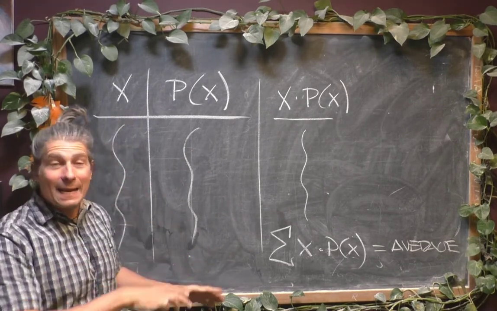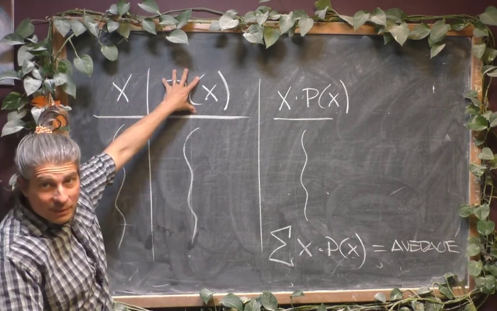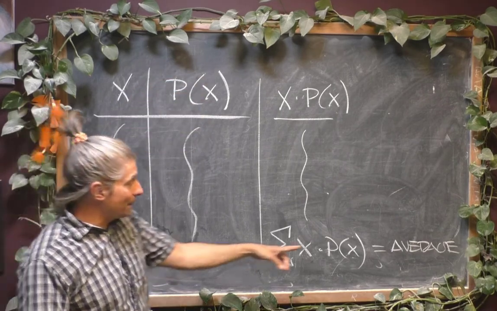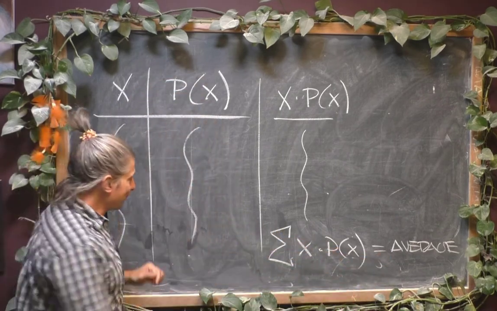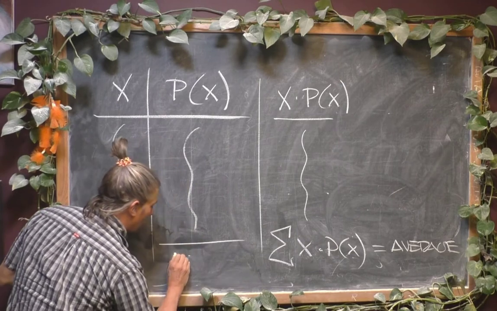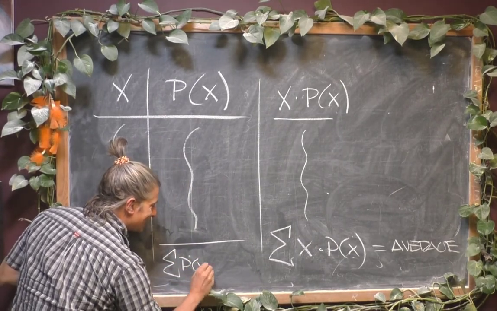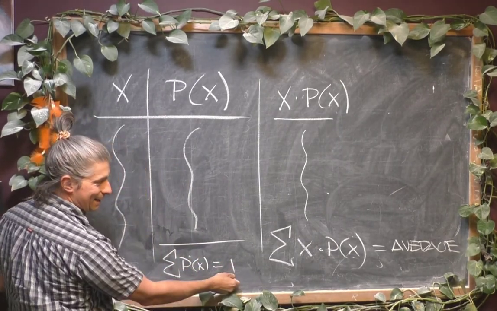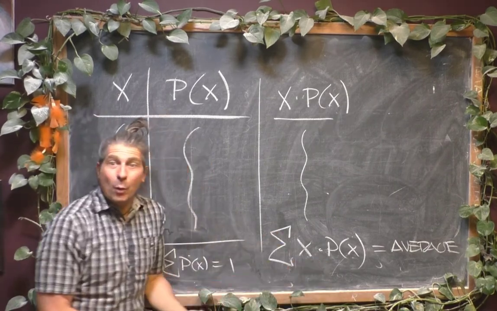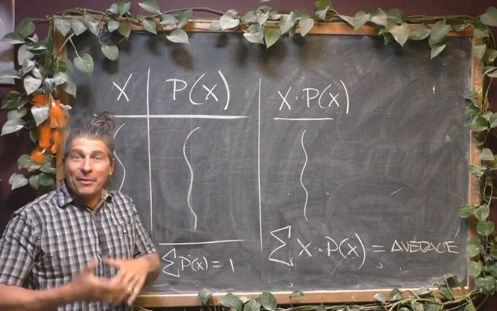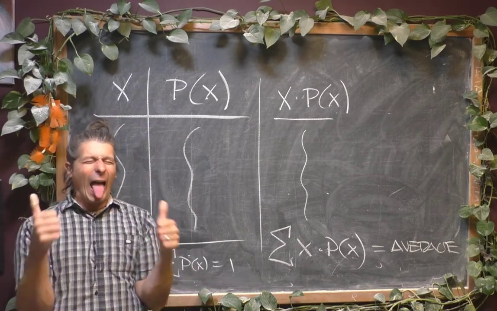So back in the day, when we had a frequency column, we had to add up the frequency column and divide by it. We don't have to do that anymore because this column is always going to sum to 1. So there's no reason to divide by 1, because it's not going to change the mathematical value of the average at all.